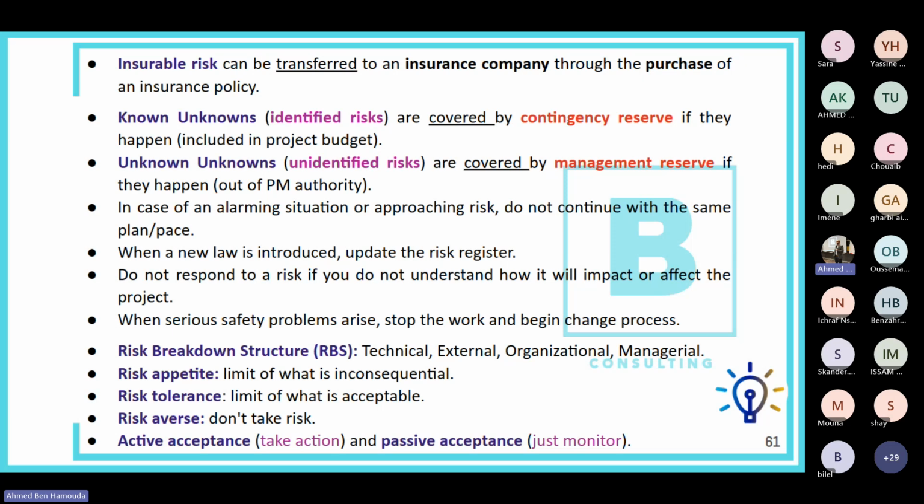In case of an alarming situation or an approaching risk, please do not continue with the same plan or pace. So in case the exam describes an alarming or an approaching situation, you need to change the plan or change the pace, in case that's described in one of the answers, okay? When a new law is introduced, for example, in one of the questions in the PMP exam, update the risk register, okay? Because we need to understand what could be the potential positive or negative impact of that new law, okay?